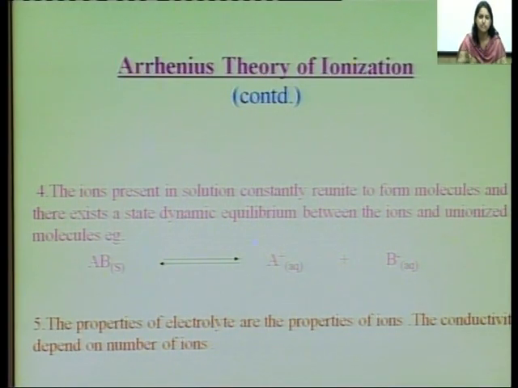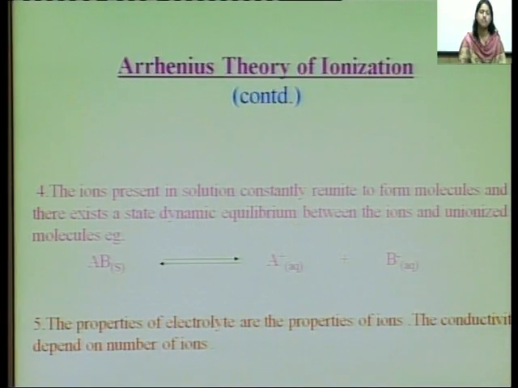From this equation it is very clear that the unionized molecule is getting converted into ions, and the ions are combining with one another to form the molecules again. This arrow represents an equilibrium, showing that the reaction is going in the forward as well as the backward direction. So, at equilibrium what happens? At equilibrium the rate of the forward reaction becomes equal to the rate of the backward reaction.